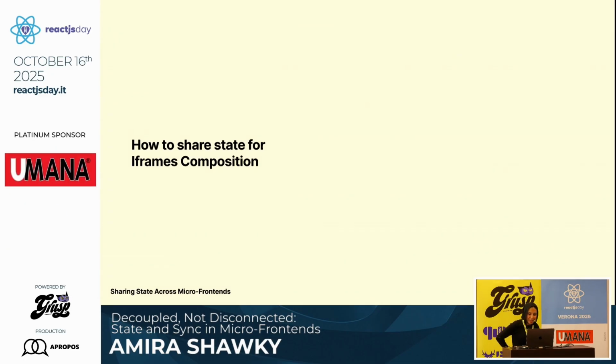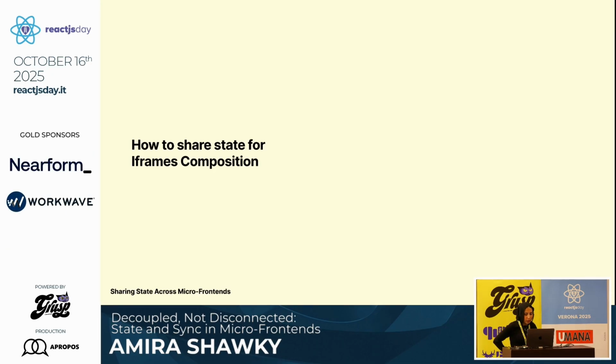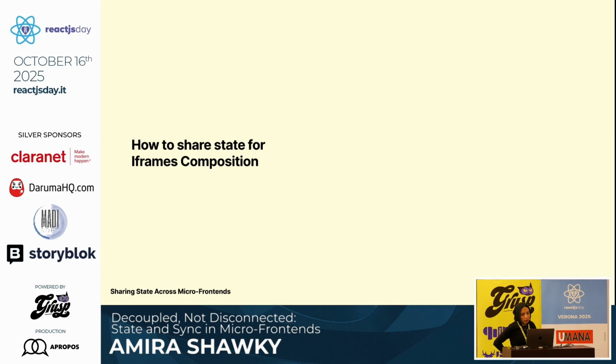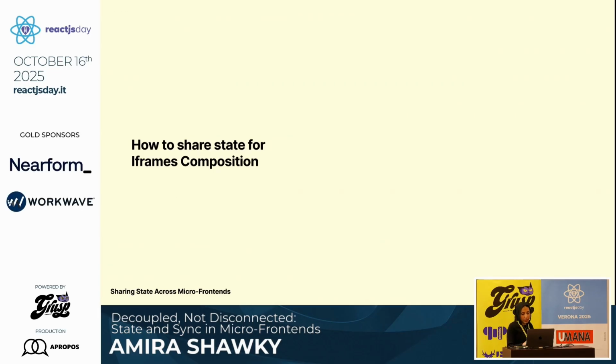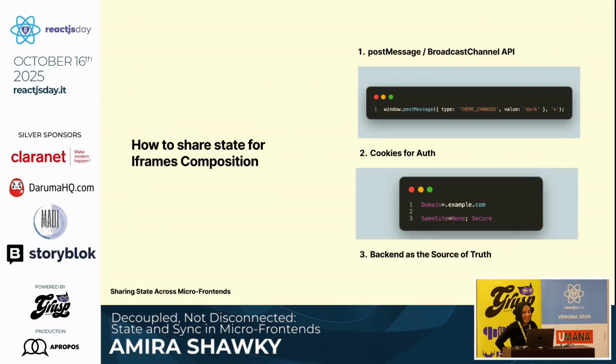So we can share state here using cookies for authentication, and you can use HTTP-only cookies for the domain or subdomain that you're sharing with them. But for cross-origin iframes, you will need to set SameSite to none and possibly a short-lived token exchange endpoint. Lastly, sharing state with the backend as a source of truth.